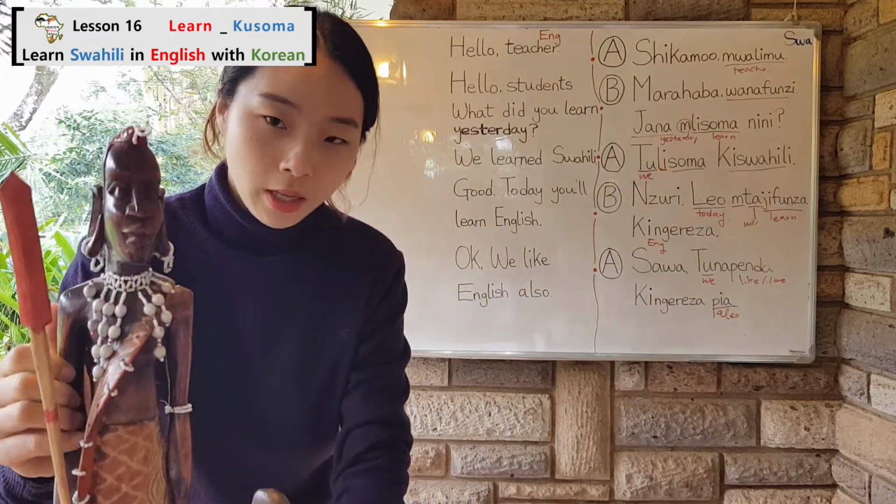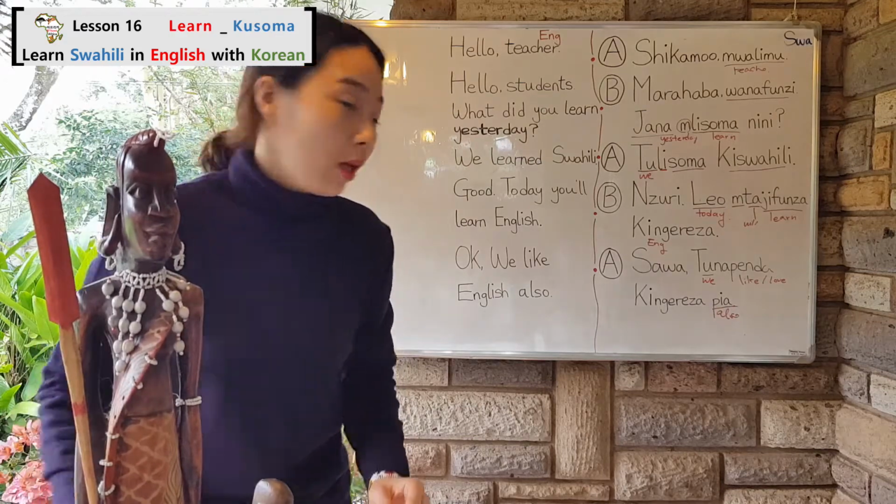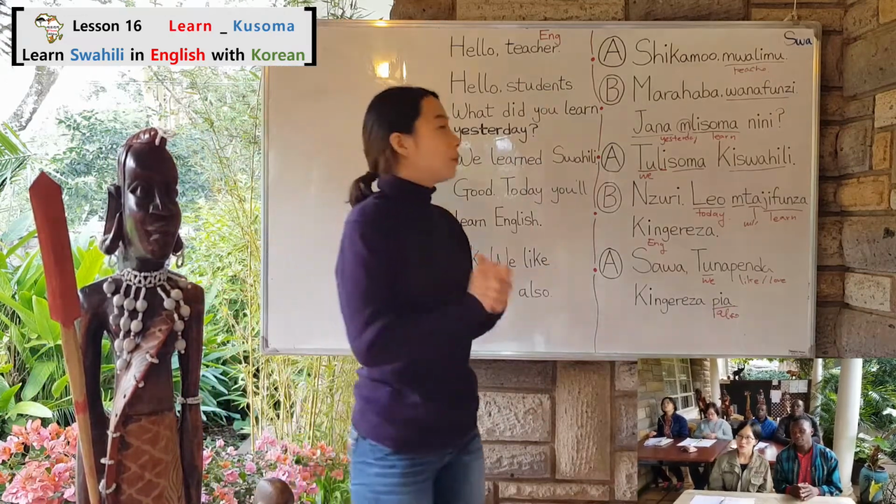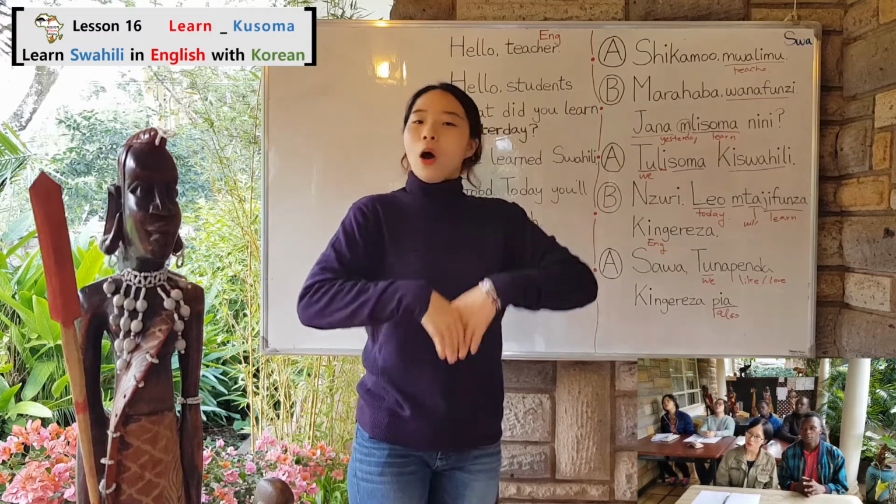Then now you can do for me what? A. Then I can do for you B. Ready? Go.